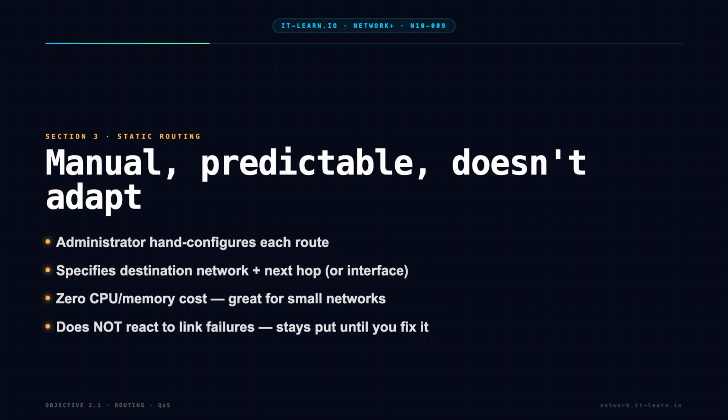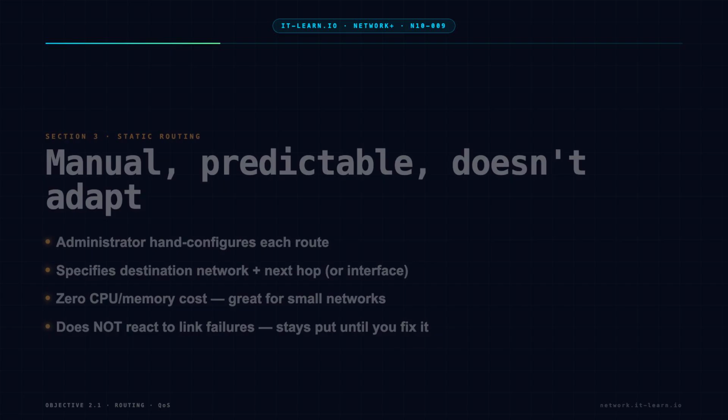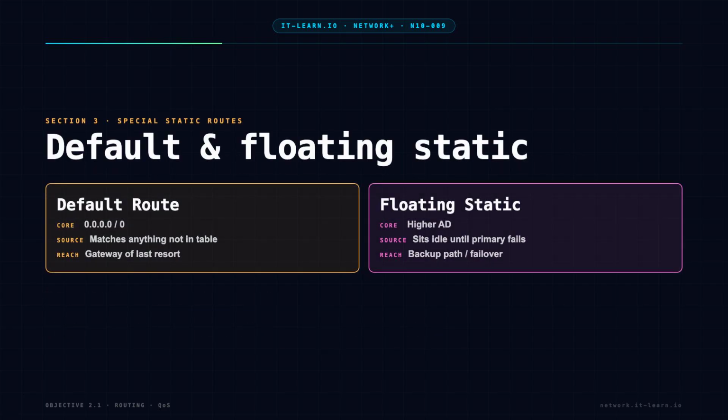Dynamic routing, by contrast, uses protocols to automatically discover and share routes between routers. When a new network is added or a link fails, dynamic routing protocols update all affected routers within seconds. This adaptability makes dynamic routing the preferred choice in medium and large networks. When multiple routing sources provide a route to the same destination, the router needs a way to decide which one to trust. This is where administrative distance comes in.